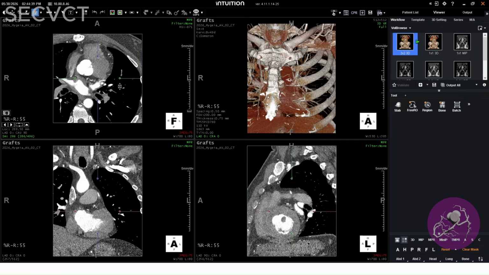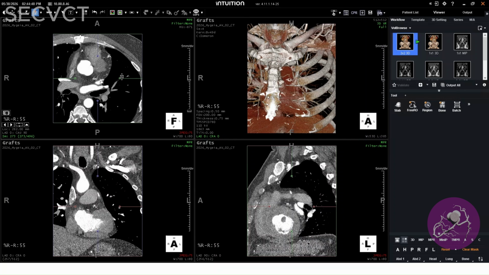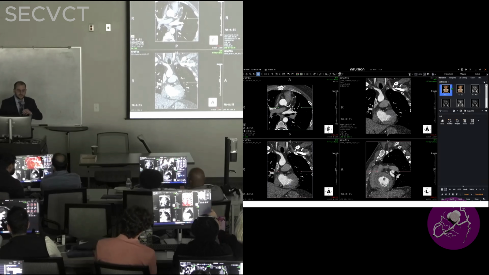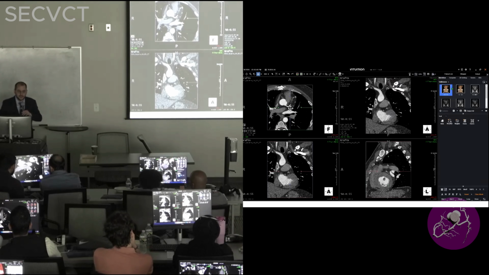Okay. So looking at the axial images, we can find the LAD, we can find the circumflex, and we can see the RCA ostium. So the first step when I assess a bypass graft case, I look at the native coronaries, as I said, which I expect to be heavily diseased, as it is in this case.